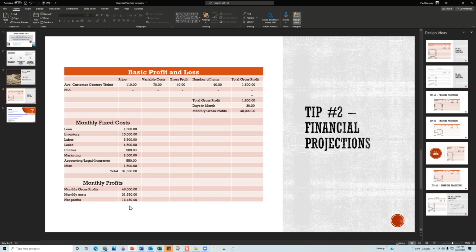Once we have this model set up, and once we start operations for our zero waste store, and we start finding out that the average customer ticket is a little bit higher, we can then go into our financial model and adjust this price up or down.